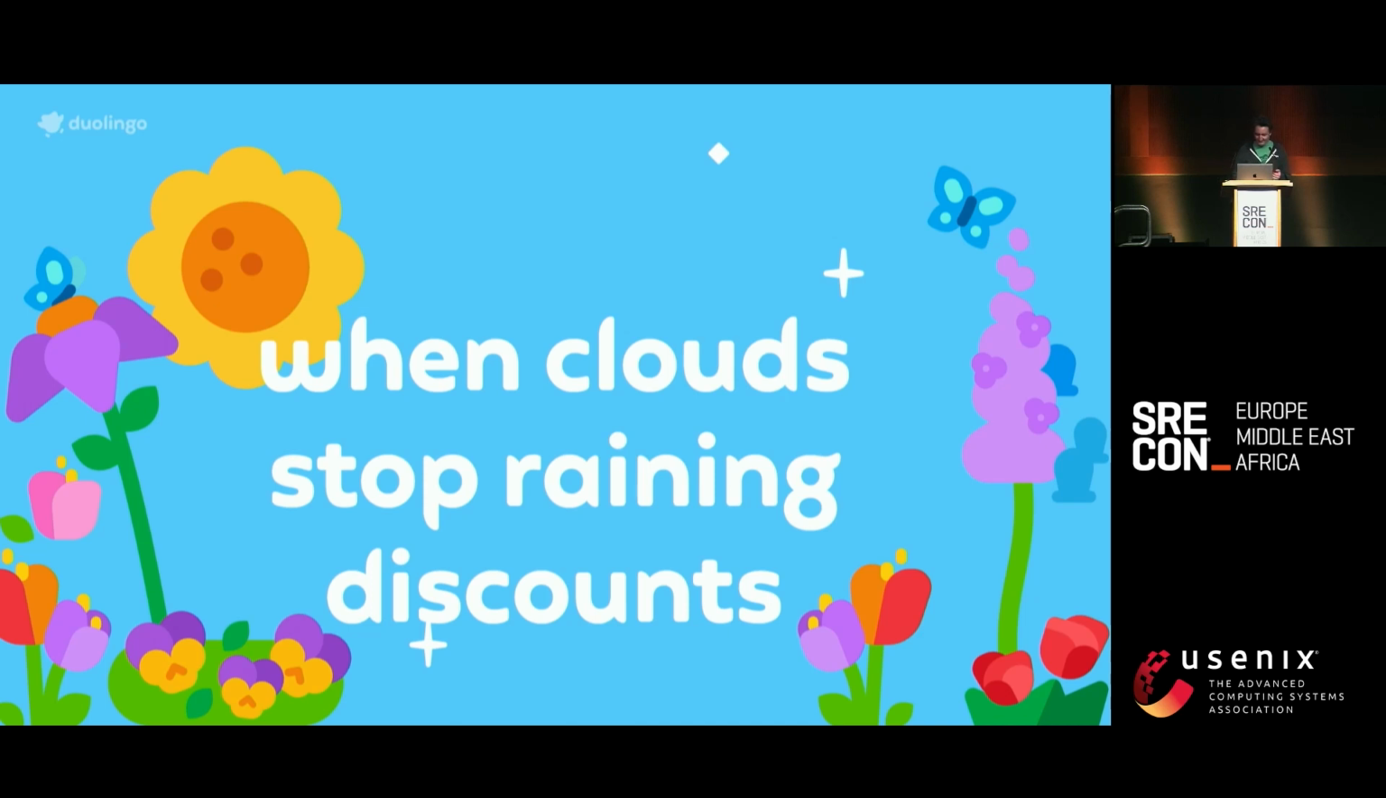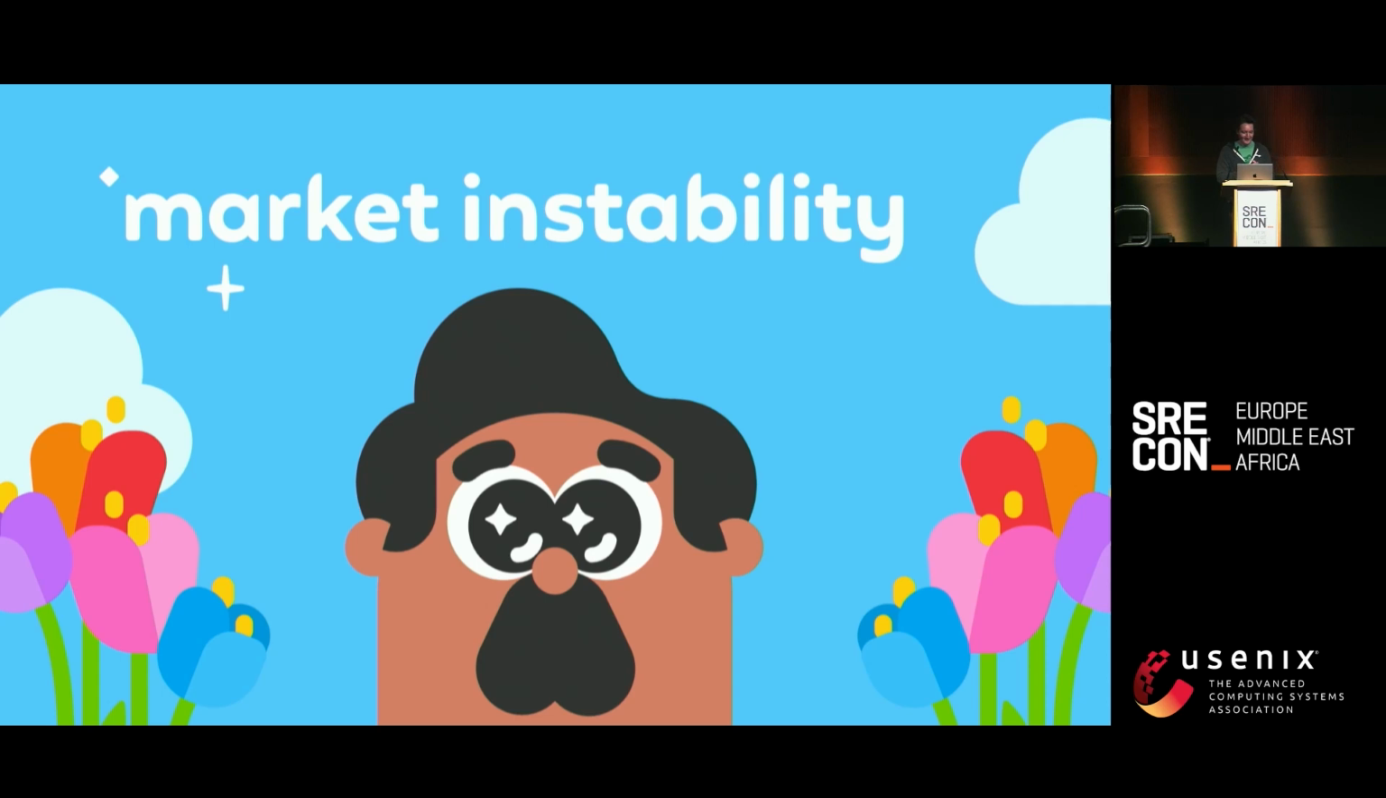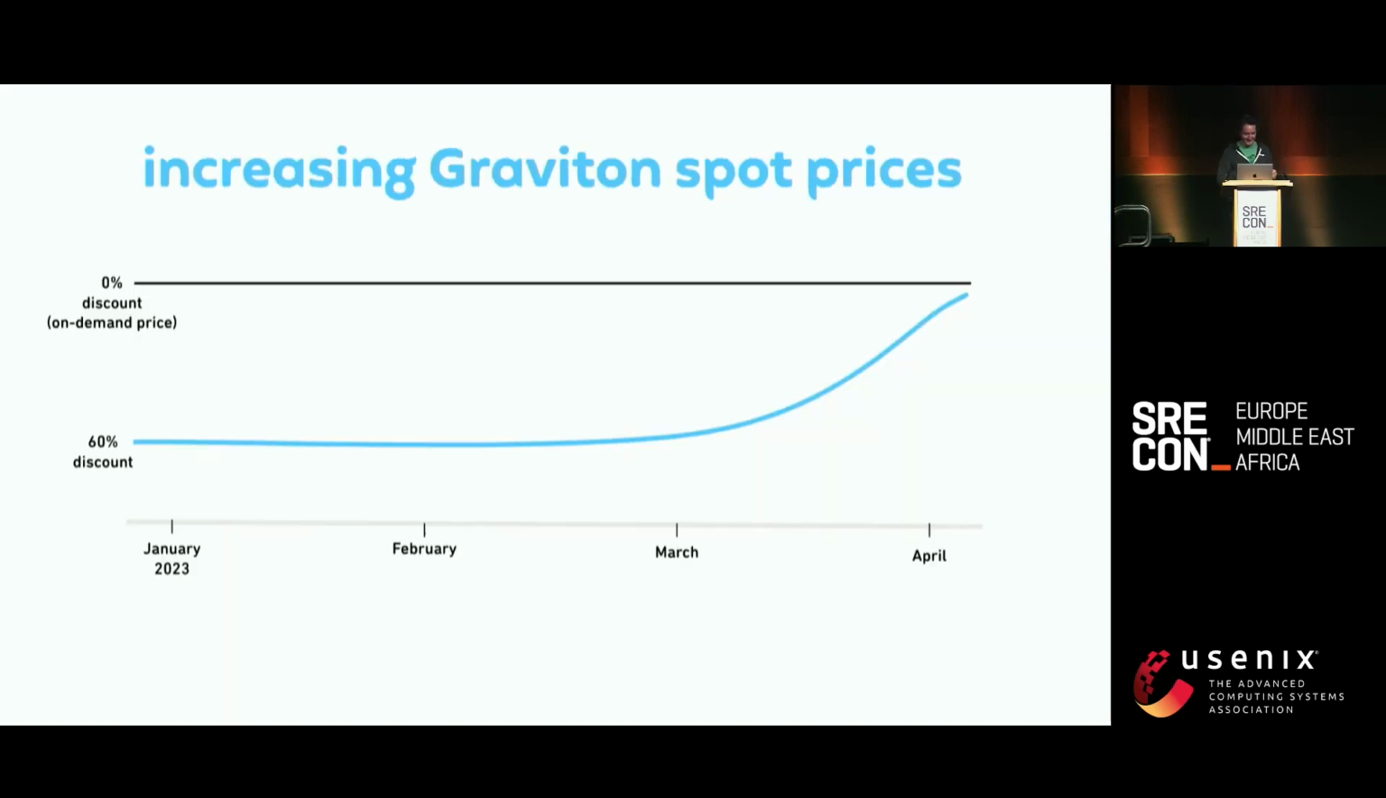So again, why this talk exists. Things changed. Markets are unstable, really? Who would have thought? All right, so this is what we saw. And we're looking at Graviton here because this was the hardest hit instance type, but there were also changes with other instance types for Intel as well.